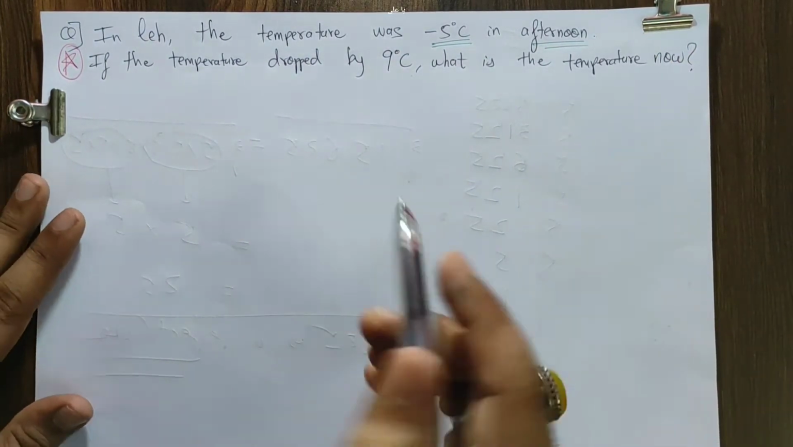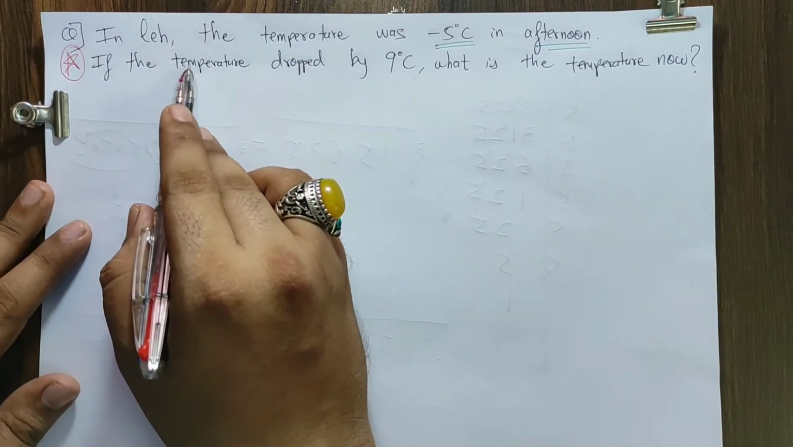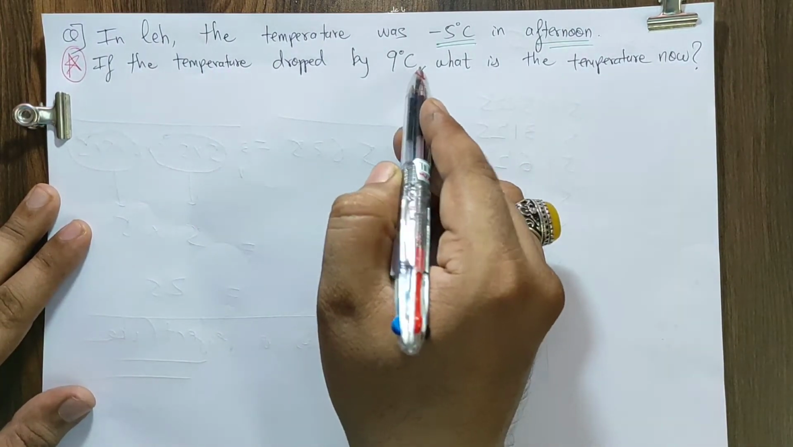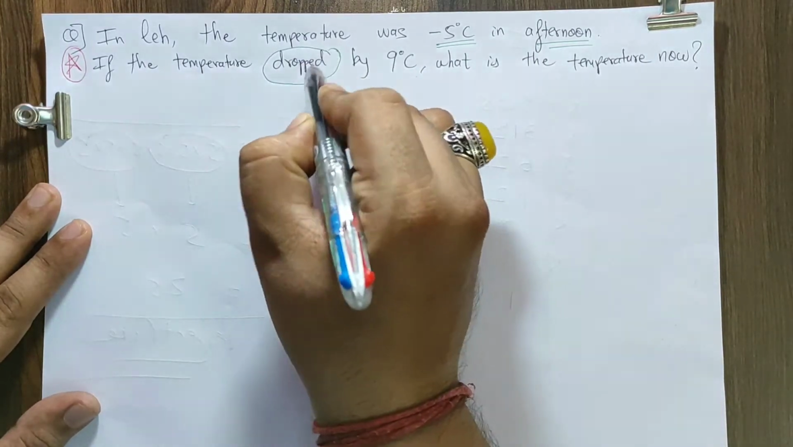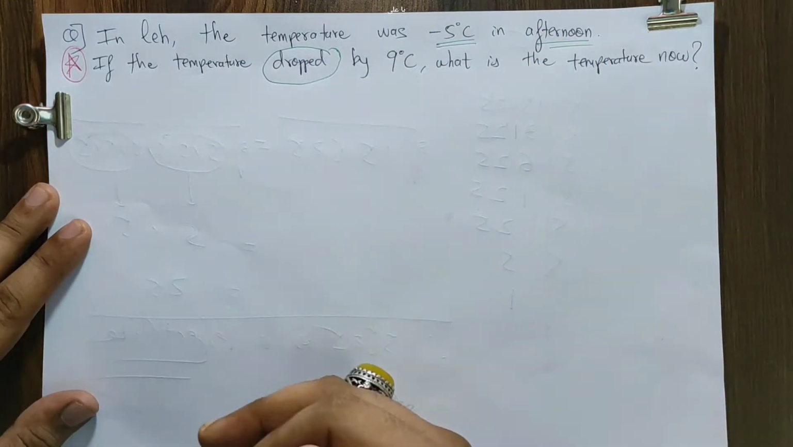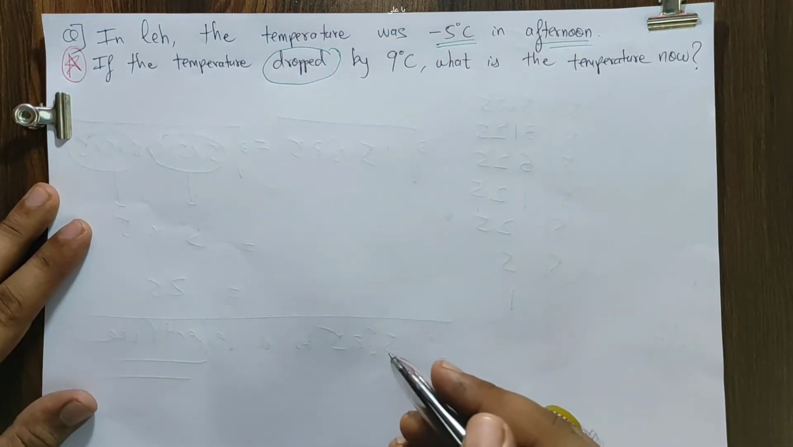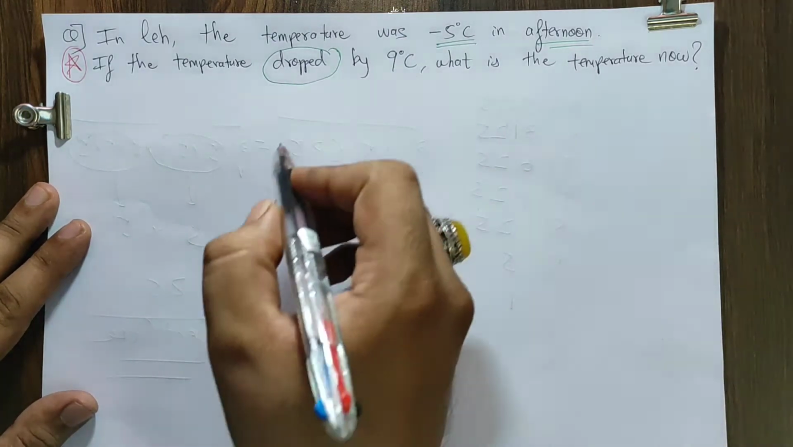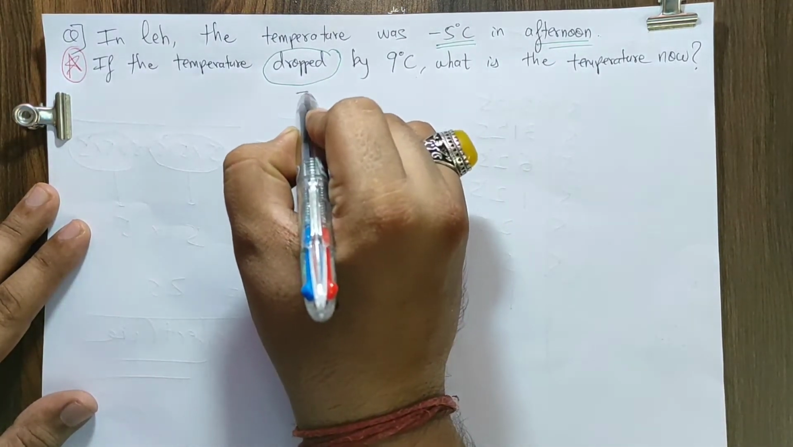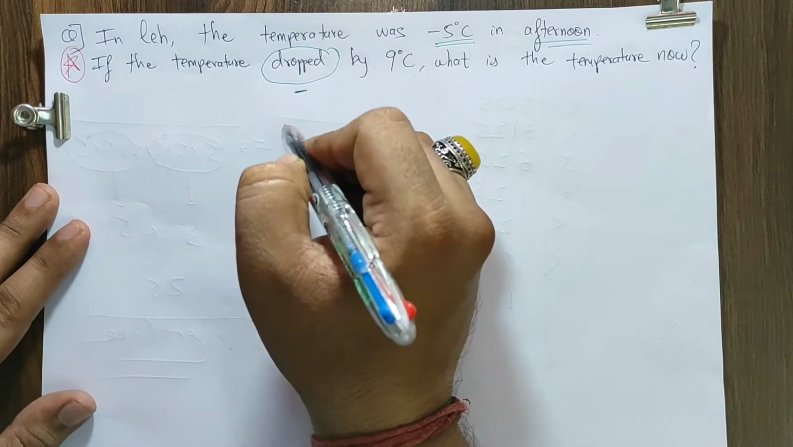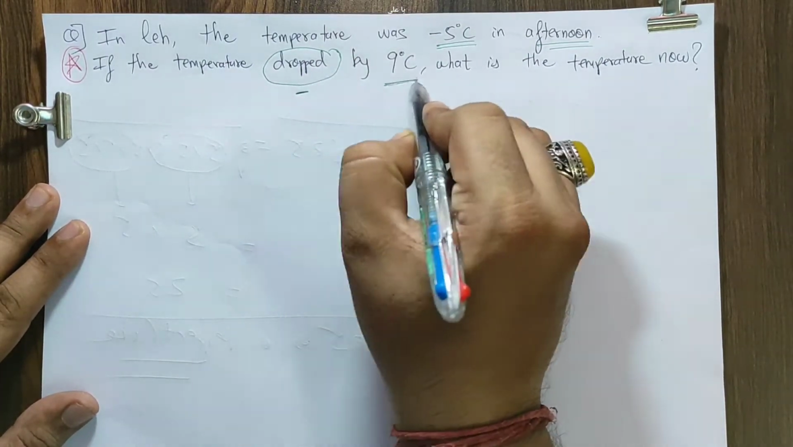Okay, understood. Then, if the temperature dropped by 9 degrees Celsius, dropped, if I convert into Hindi, नीचे गिरा, temperature, और कम हुआ temperature, in Hindi I will say. Okay, the temperature went down, so dropped signifies minus. Okay, dropped by 9 degrees Celsius.